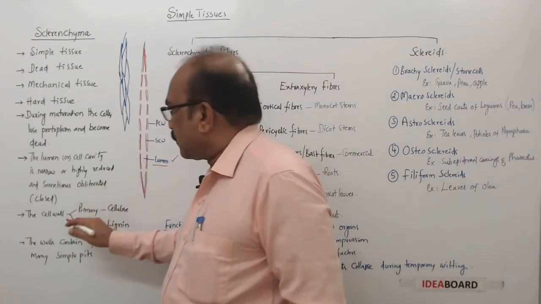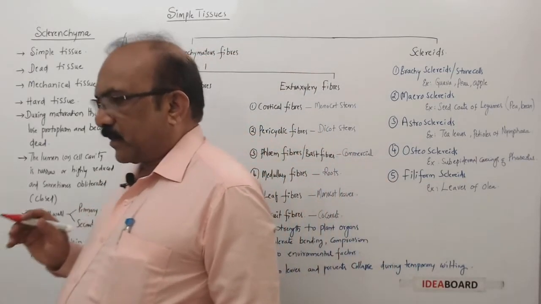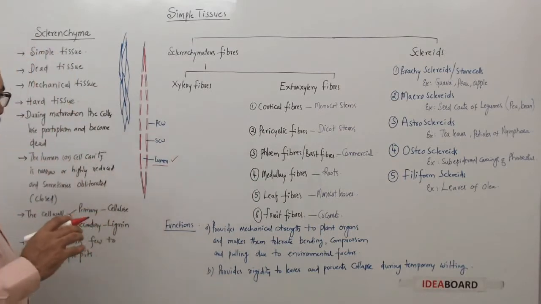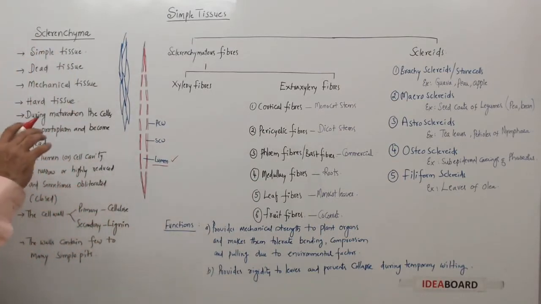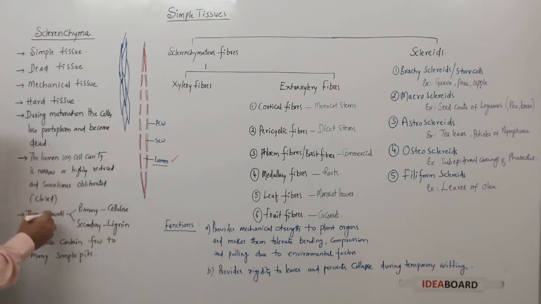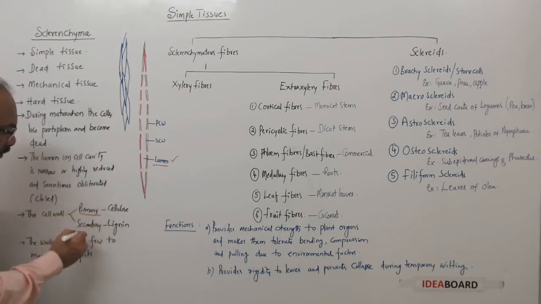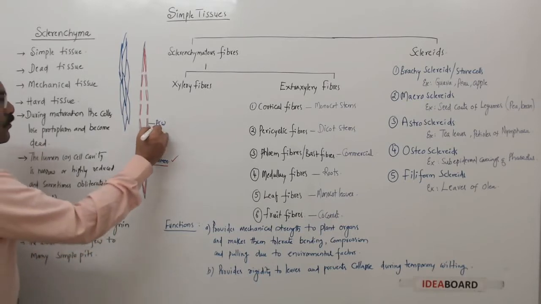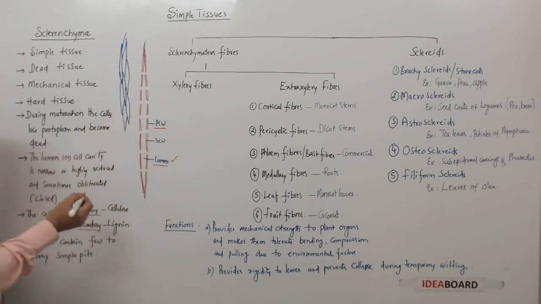Okay, and the cell wall, what will you generally find here? We saw in the case of parenchyma only a primary cell wall, and even in collenchyma we saw only a primary cell wall. But when we come to sclerenchyma, the cell wall will show a primary cell wall as well as a secondary cell wall. Here I wrote PCW, that is the primary cell wall, and SCW, that is the secondary cell wall. And the chemical composition is different.